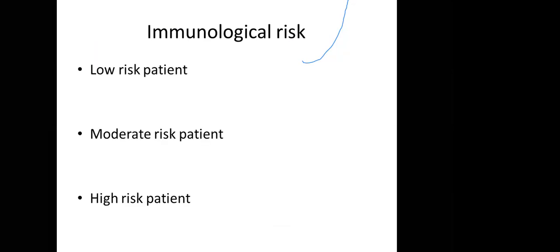First of all, you should decide what your immunological risk is. You should divide your recipients into 3 categories: low risk patient, moderate risk patient, and high risk patient. This depends on multiple criteria, like matching. What about his matching? This is number 1.